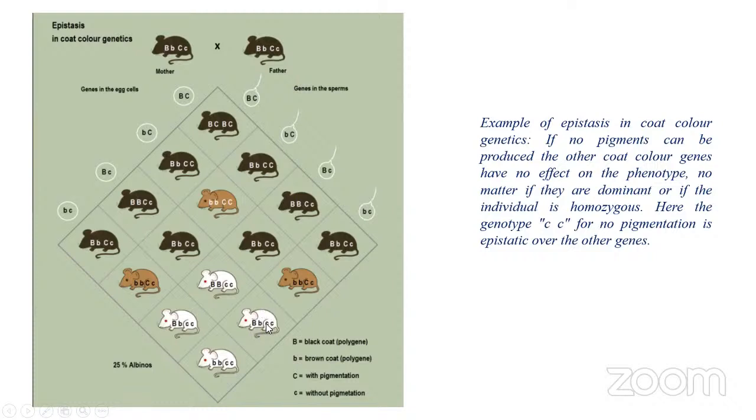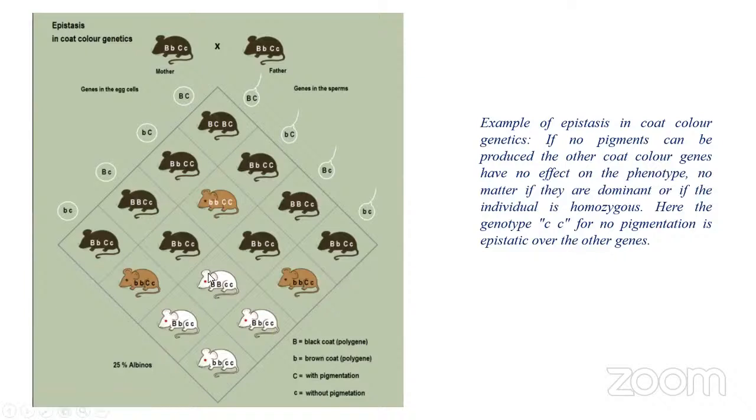small c, the mice will be albino. That means when two small c are present, whether capital B is there or small b is there, there will be no coat color. So in order to have coat color, out of the two c, at least one should be capital. Then only some color for the coat will be there.